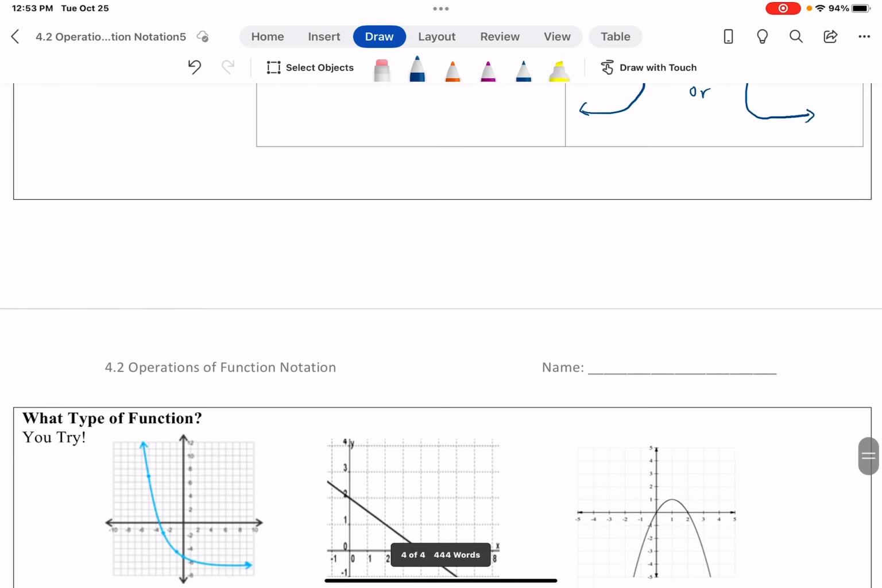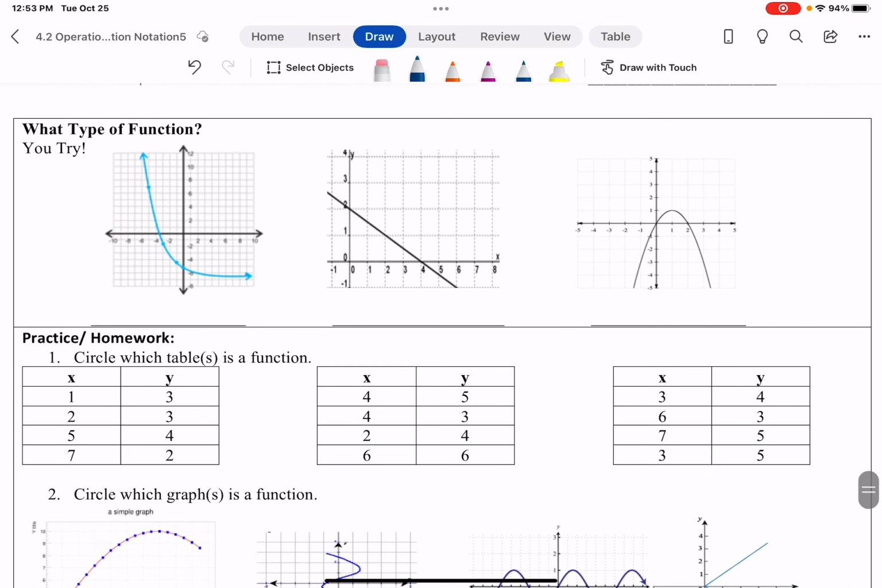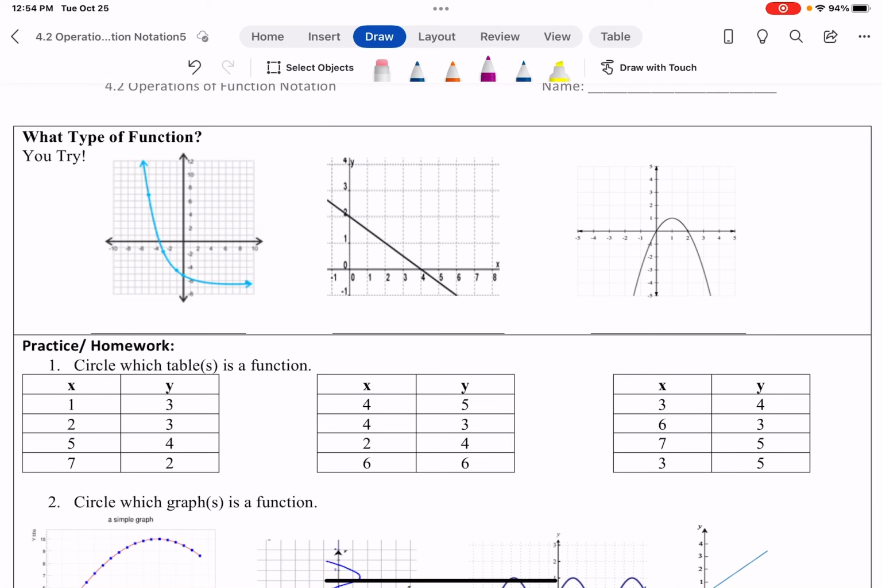So let's take a minute, again, flip the page, and we're going to try and just label these. Well, if I look at the very first one, it has that exponential curve right here that goes down. So this is most definitely an exponential function. So I'm going to write exponential. If I look at the next graph, it is most definitely a straight line. So this is a linear function. And then the last one, it is a U shape going down. So that is a quadratic function.